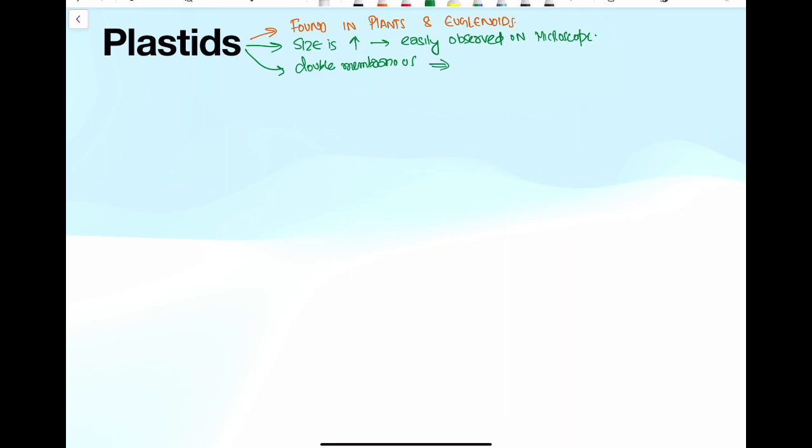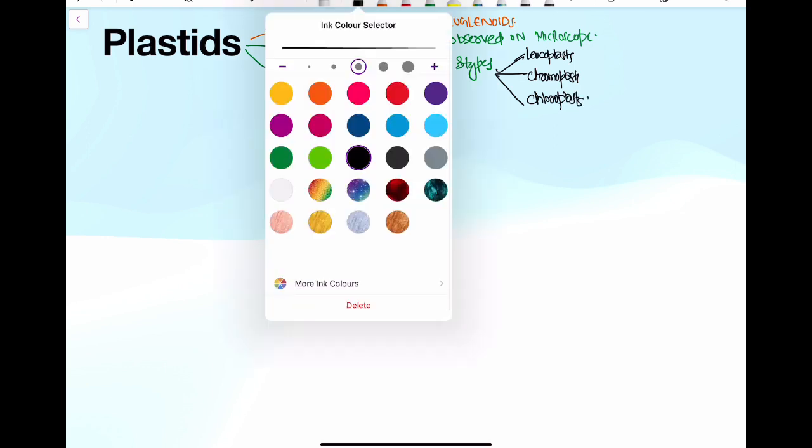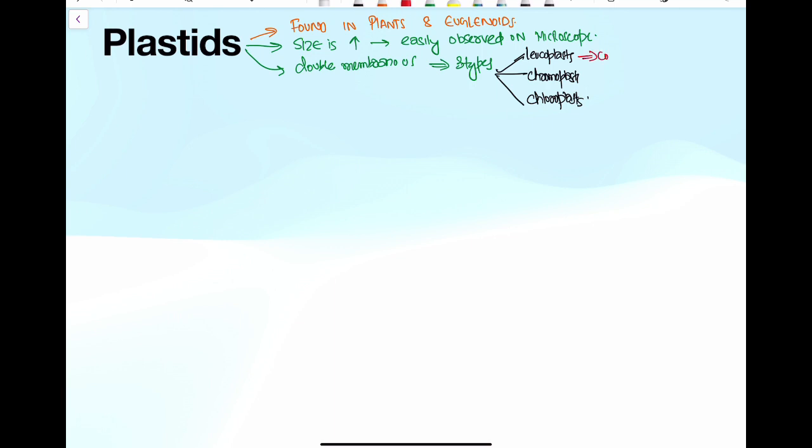They usually have three types. There are three types of plastids. We have leucoplasts, chromoplasts, and chloroplasts. They have different functions and different roles for the cell. Leucoplasts are colorless plastids which store food. Chromoplasts are colored plastids. They have varied colors which provide decoration to the plants or plant parts. And chloroplasts are green plastids because they contain chlorophyll and they help in photosynthesis.